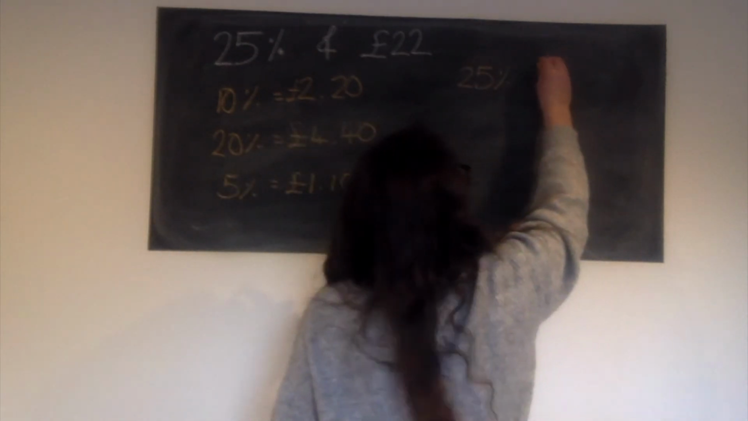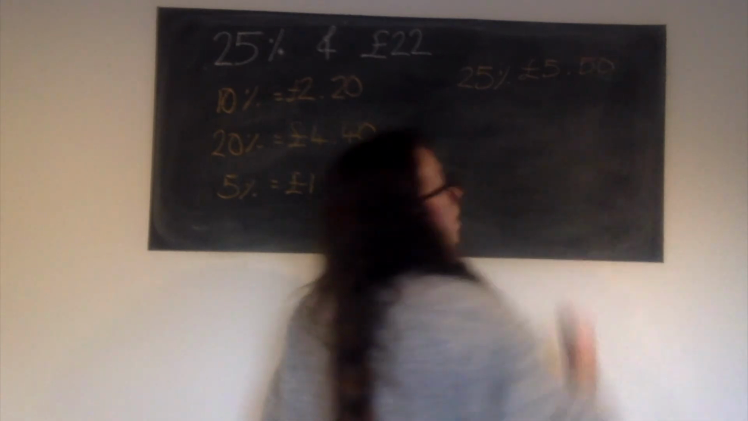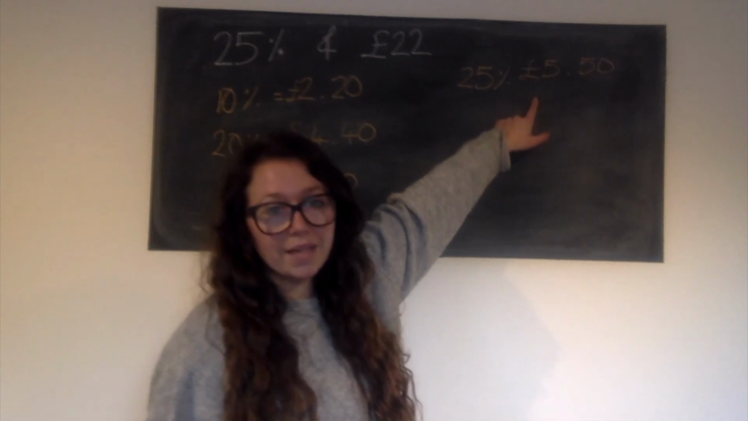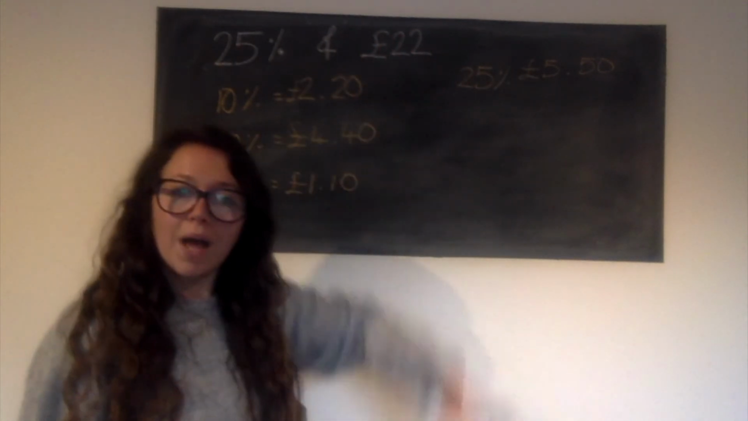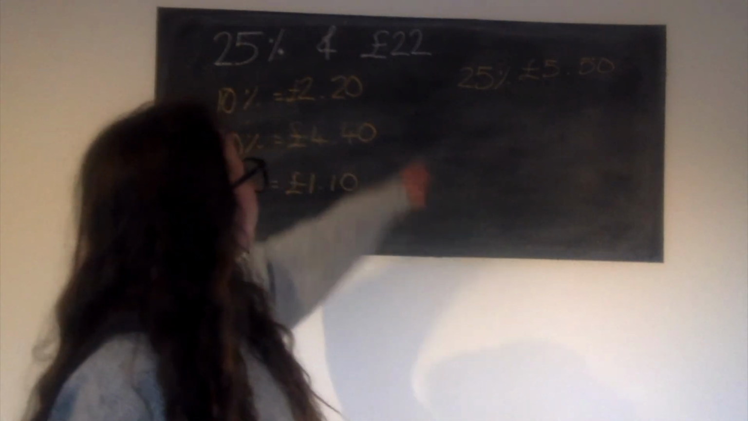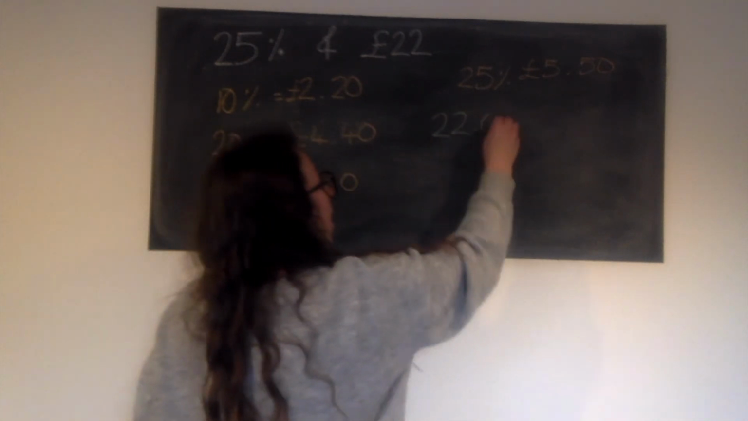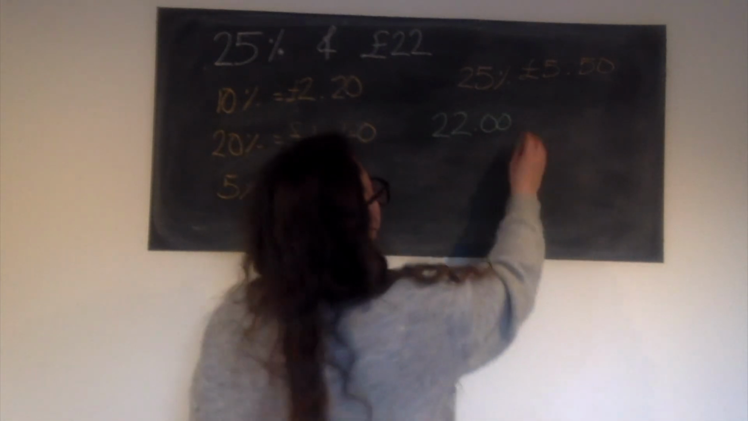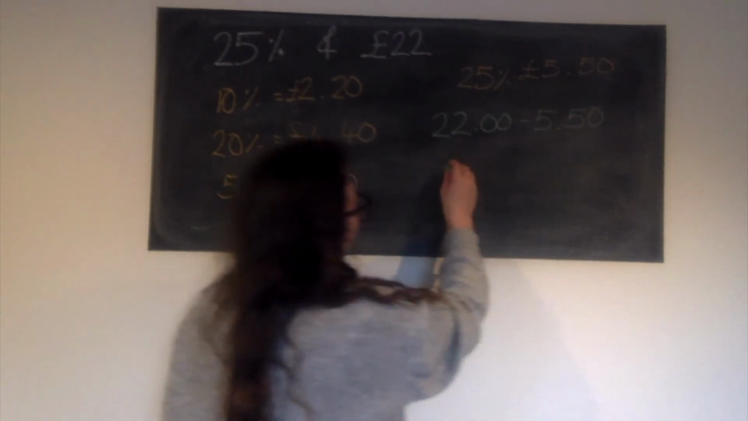So 25% of £22 is £5.50. Now that answers the first part of your question. That's how much he was going to save, because it's 25% of the original cost. But how much did he actually pay for the top? So this is where we need to take the original cost, so £22, and we need to take off his saving of £5.50. Take away £5.50.